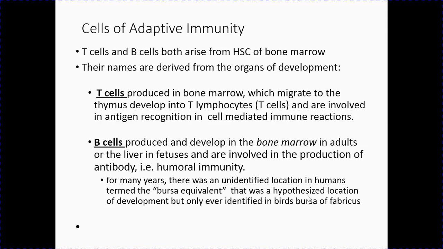At this point, from everything I've read, I think people believe that B cells are just primarily produced and developed in the bone marrow, and that the bursa equivalent is not really existent in humans. But I wanted to mention this to you in case it comes up in your readings or in other discussions around this, that you would understand what the bursa equivalent was talking about. So it was really a hypothesized location of development that didn't really pan out, but you still hear a lot of discussion about it.